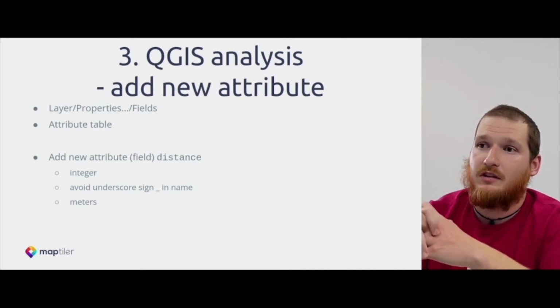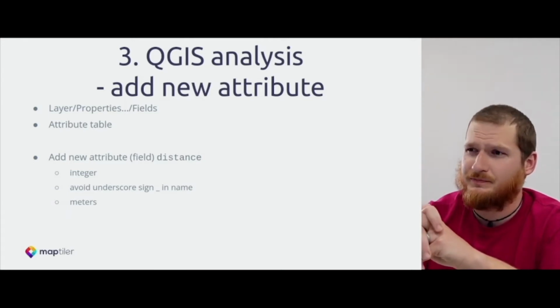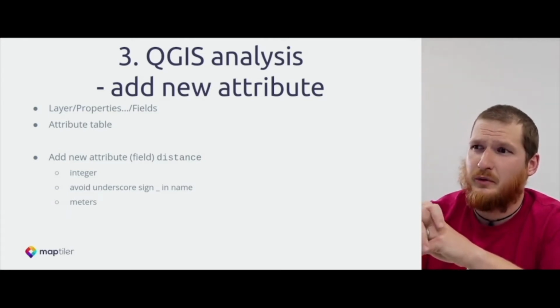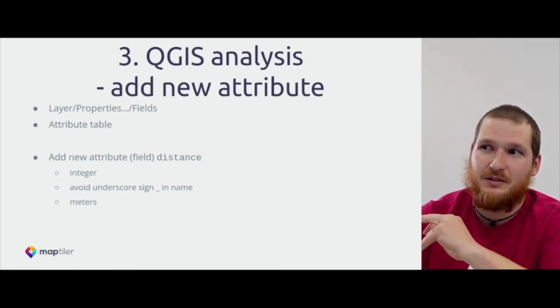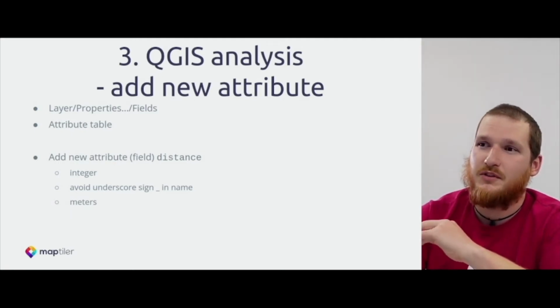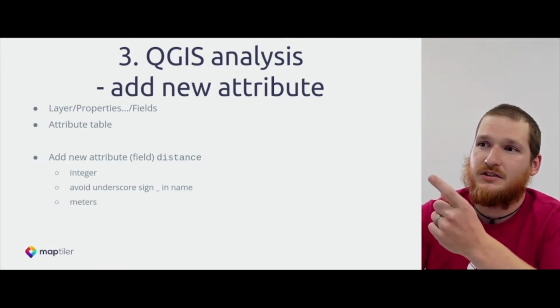The type of this field will be integer. We work in meters. This precision is good enough for us. We will call it distance, but if you want to call it a different name, I don't recommend it. You have to keep in mind to avoid using an underscore in the field name, because then it makes some troubles in the analysis. And this distance will be in meters.